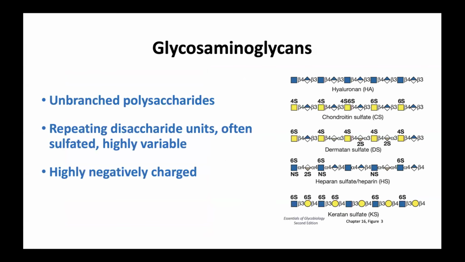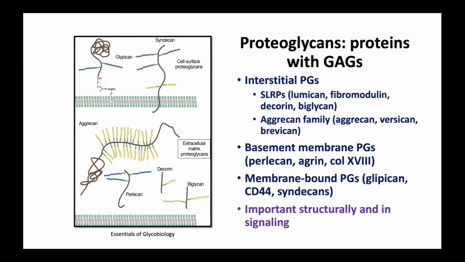Okay, so glycosaminoglycans and proteoglycans. Glycosaminoglycans are unbranched polysaccharides. They're all repeating disaccharide units. With the exception of hyaluronic acid, they're almost all sulfated and they're incredibly negatively charged. So there's going to be an awful lot of water that accumulates around glycosaminoglycans. Proteoglycans are just proteins that have GAG modifications.